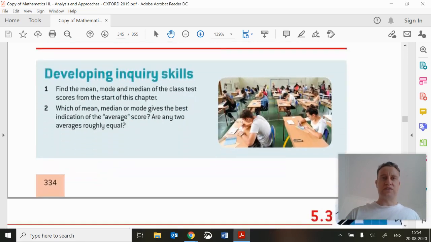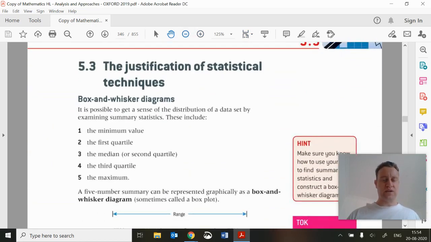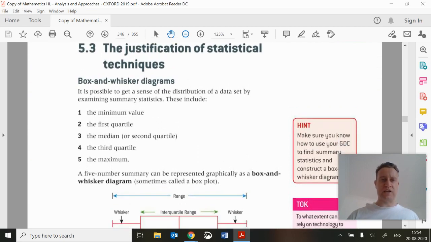Right, so next time around we're doing justification of statistical techniques, starting off with box and whisker plots.